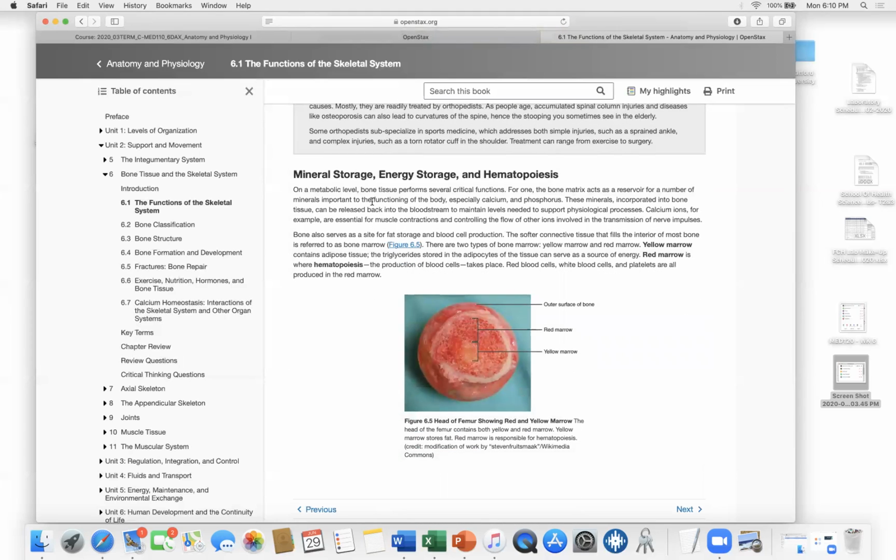Now, it has mineral storage, it has energy storage, right? And we're going to be showing you momentarily how inside your bone has yellow marrow and red marrow. So inside the bone, there's yellow marrow, and that, of course, is the storage form for fat, right? That's why bones taste so good. And red marrow is the storage form or area for hematopoiesis, or the production of red blood cells.